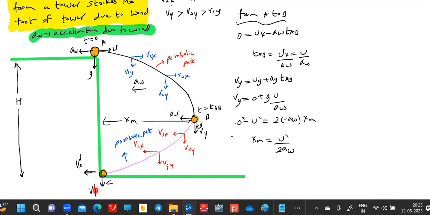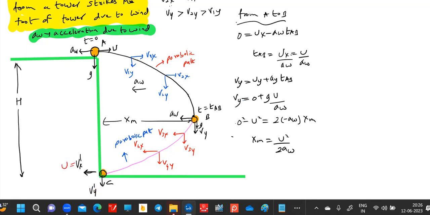Then here it will be like this. What was the initial velocity? u squared. Final velocity along the x-axis, 0 squared. Then AW is acting opposite to the initial velocity, so a negative sign. And when it moves from A to B, what is the horizontal displacement? xm. So we got this xm, the maximum horizontal displacement. Then it should come and strike the foot of the tower. So what is the total time it will take? We'll calculate this one. Then again, it will get imparted, so it will acquire the same velocity here.